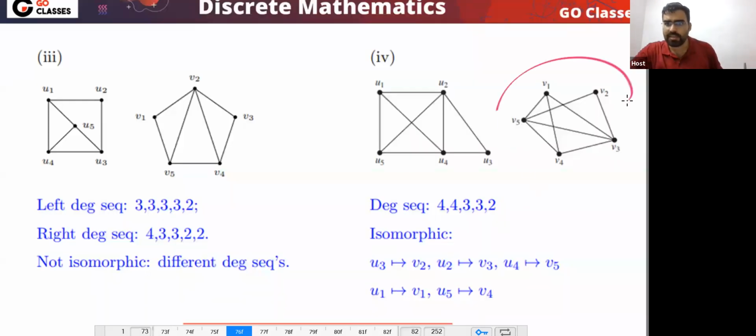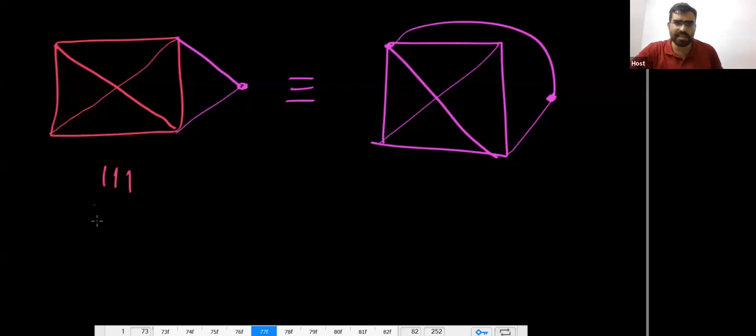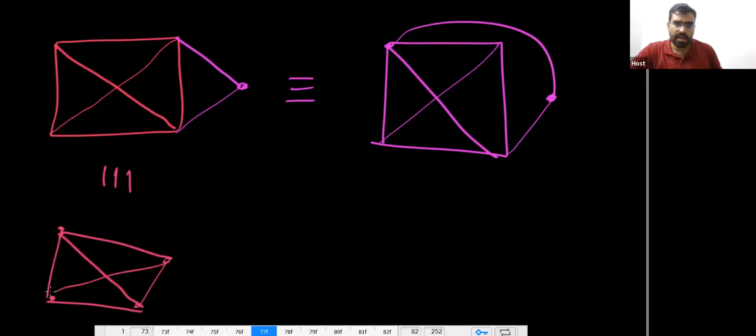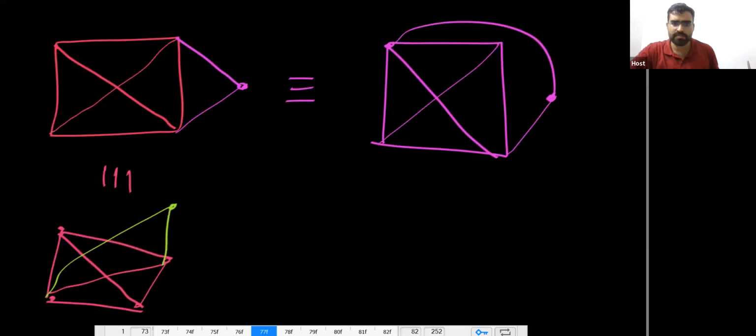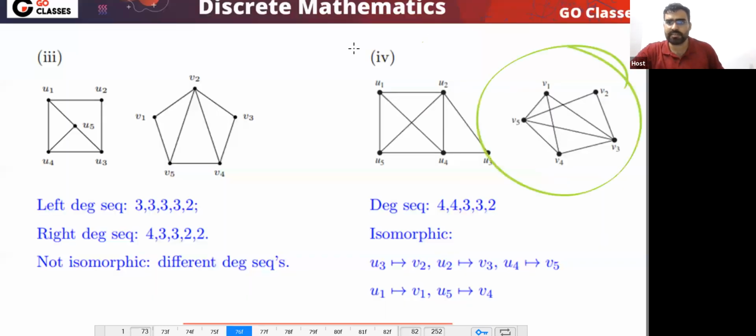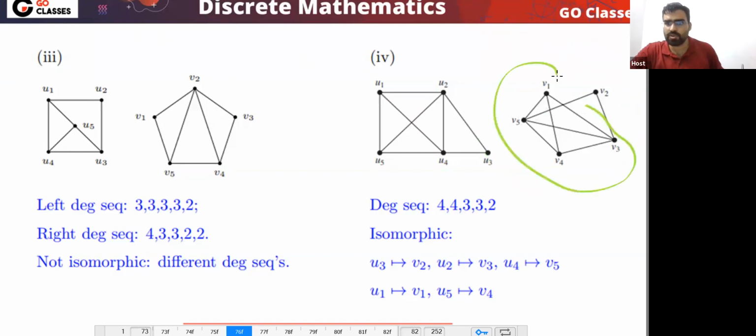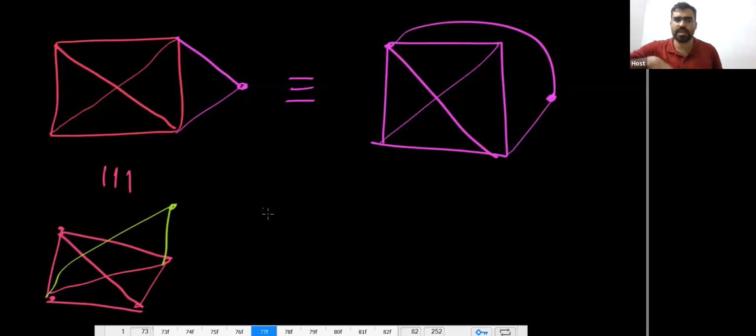The same thing is happening here. You have a complete graph like this, and then this vertex you are adding like this. Yes or no? This vertex V2 you are adding to this complete graph. This is your complete graph, and this vertex you are adding to two of the vertices. This is what is happening.